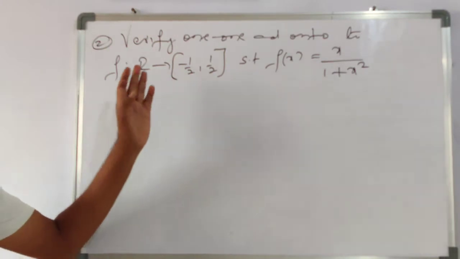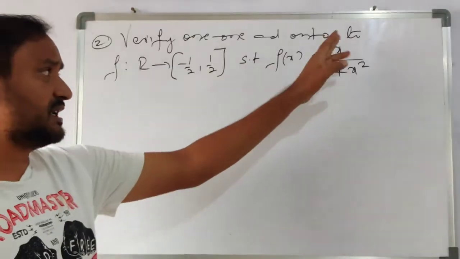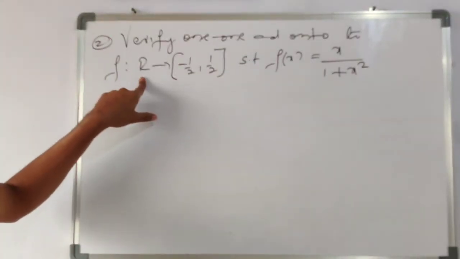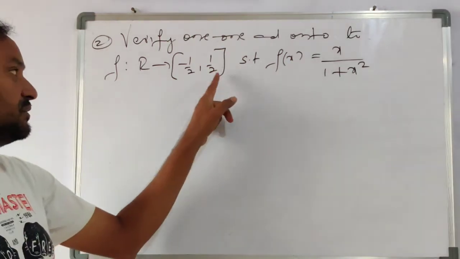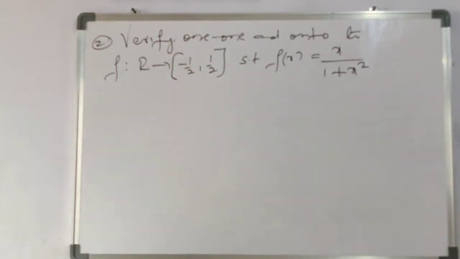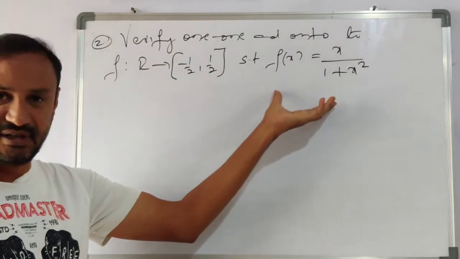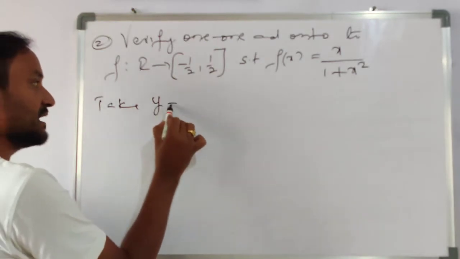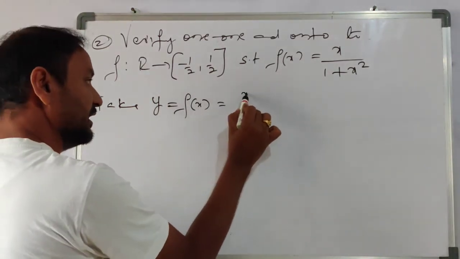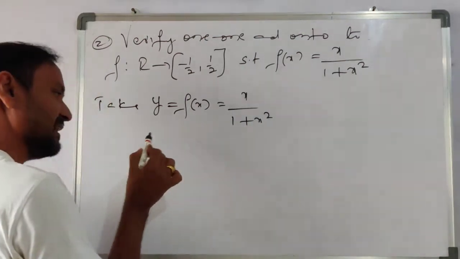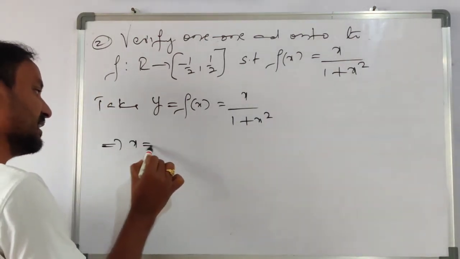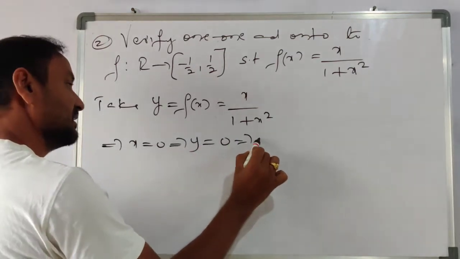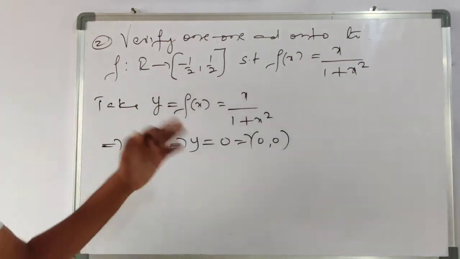So write another problem. Verify one-one and onto for the given function f of x equal to x by 1 plus x square, where the domain is the real line but the codomain is minus 1 by 2 to plus 1 by 2, closed interval. Again, I am verifying this problem graphically. So here, first take y is equal to f of x is equal to x by 1 plus x square. First observe at origin, that means x equal to 0. That implies y also equals 0, so clearly the graph is passing through origin.